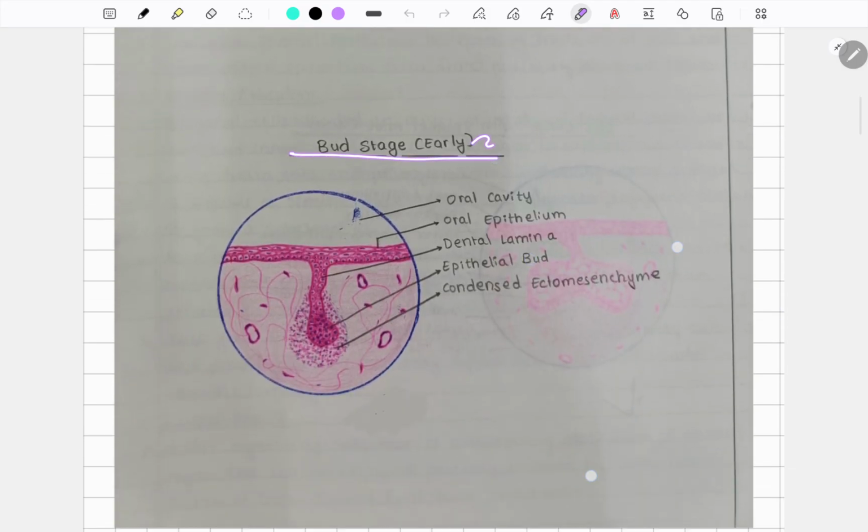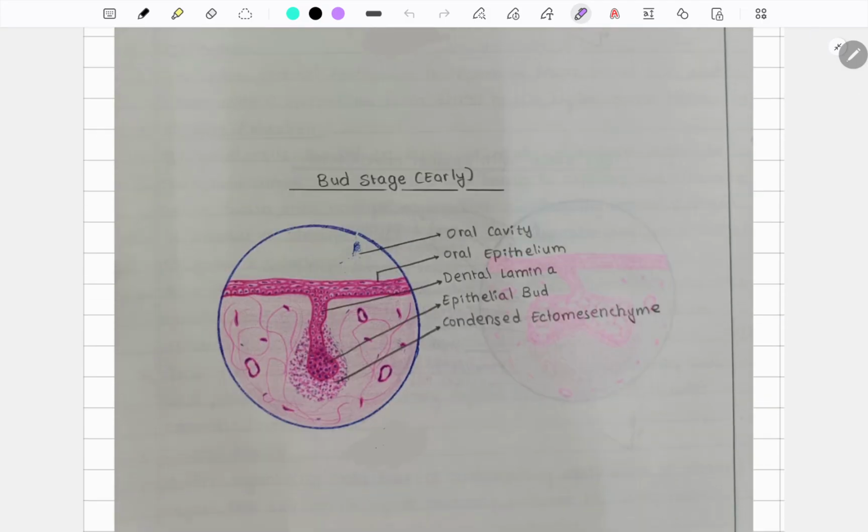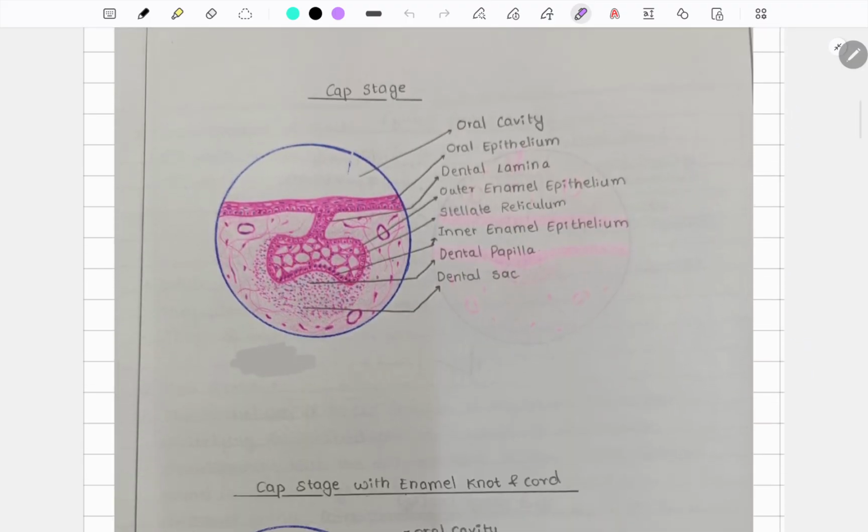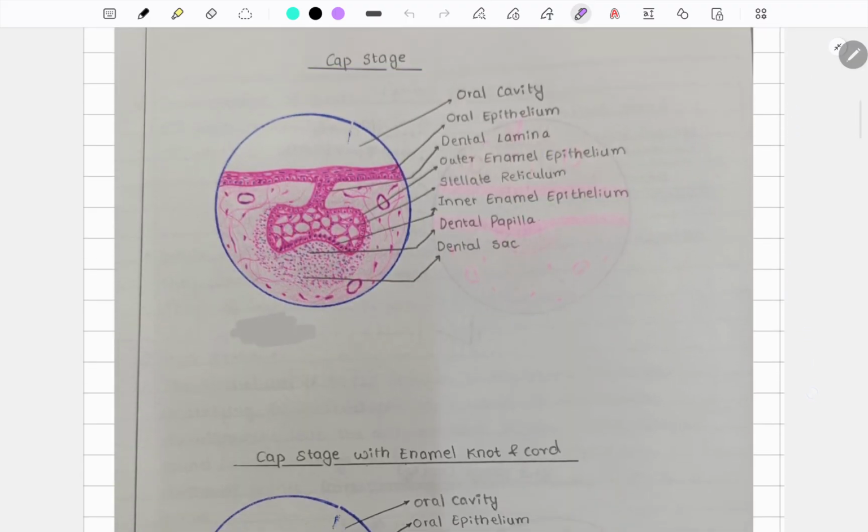Next will be the bud stage. In bud stage, this usually comes. It will be oral epithelium, then dental lamina over here, then epithelial bud will be seen over here, and there will be condensed ectomesenchymal cells over here. The cells over here will be polygonal in shape, so you need to keep that in mind while drawing the diagram. Moving on to the next is cap stage.